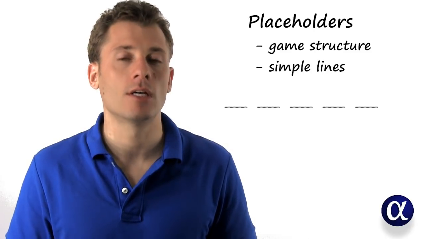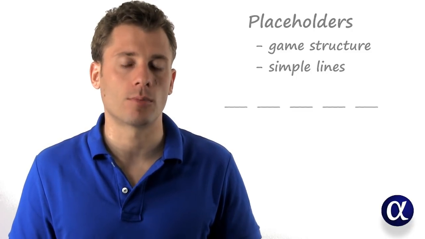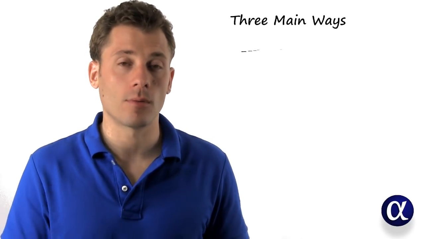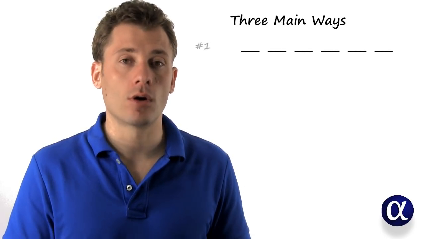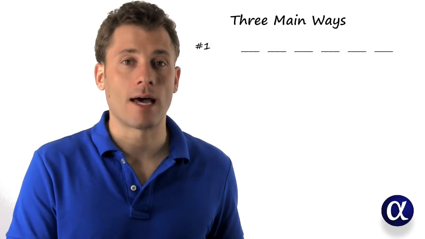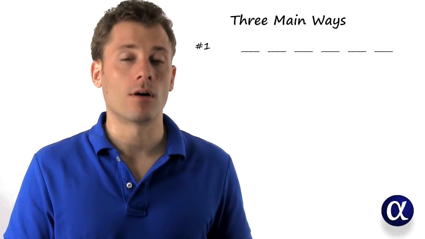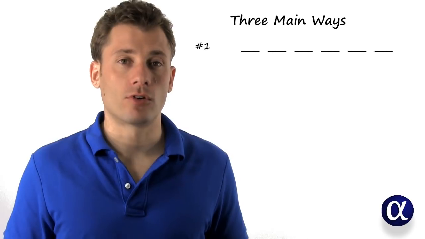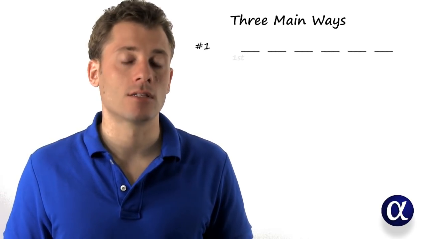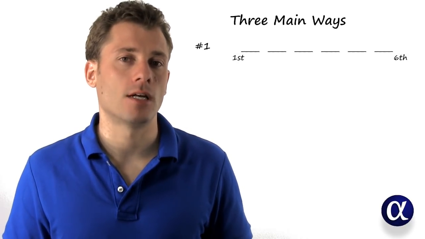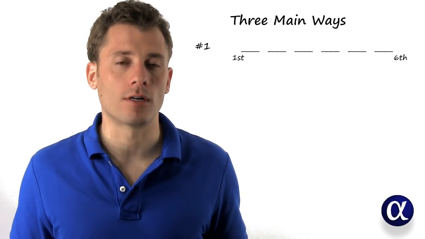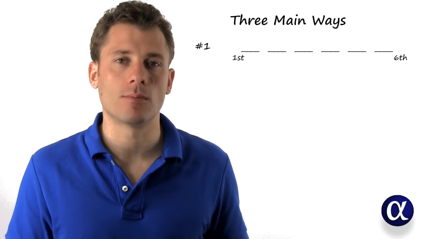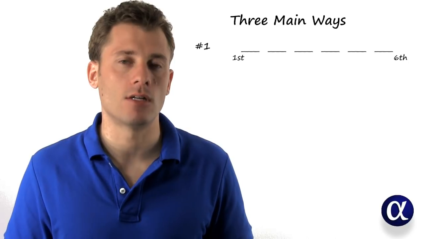And you're always going to use simple blank lines to represent your placeholders. There are really three main ways that you can set up your placeholders. You're either going to have them in a simple order from left to right, representing an order from first to last, or Saturday to Thursday, or from the left side to the right side, or first to sixth in a race. And that's your basic way of representing your placeholder. So that's a basic order, and you're going to put it from left to right with some simple lines to represent where you're going to put your entities.